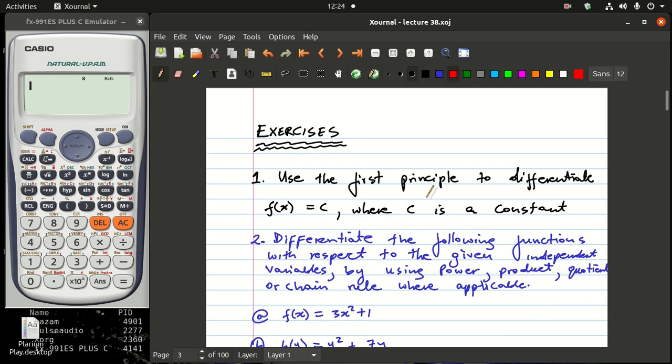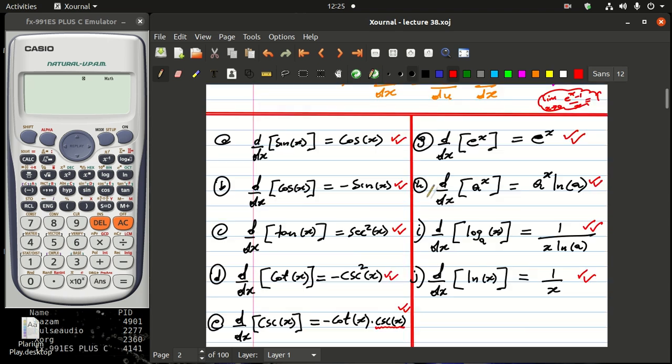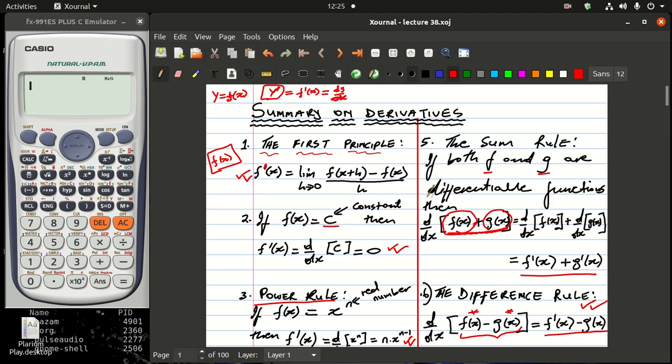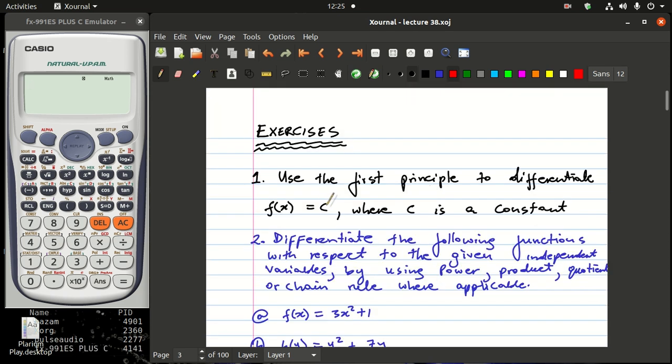Now, I have compiled some examples here so that you can actually try and use these rules, all the rules that are above here. So let us look into this. Number one, I want you to use the first principle to find the derivative of f of x is equal to c, where c is a constant.